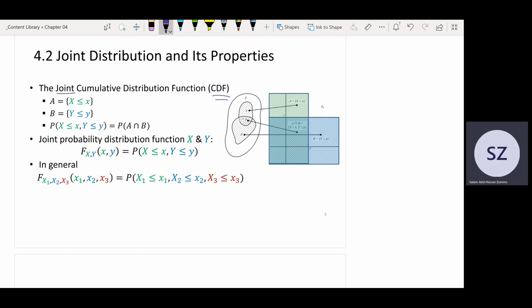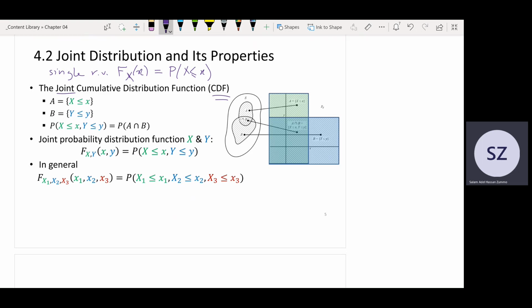Remember the cumulative distribution function, what was it? It was defined as F_X(x) for a single random variable. How did we define it? The probability that X is less than or equal to a specific number. So here, the subscript X denotes a random variable, and the small x is a dummy variable, a number. And it was equal to the probability that X is less than that number.